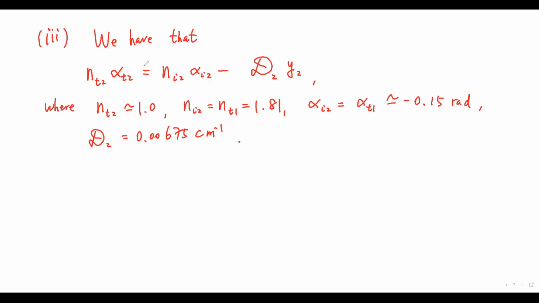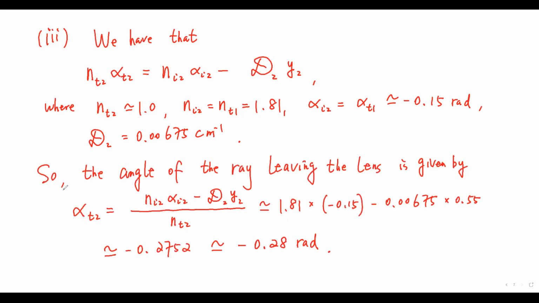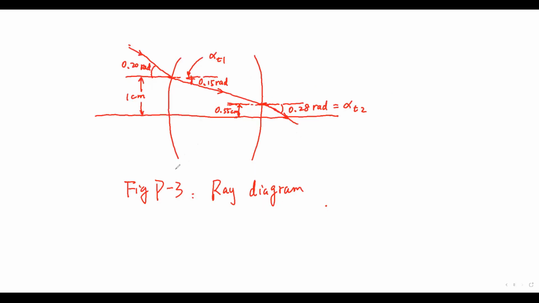3. We have this formula, and we know these values. So the angle of the ray leaving the lens is given by alpha T2 equals this one. This figure shows the ray diagram for this problem.